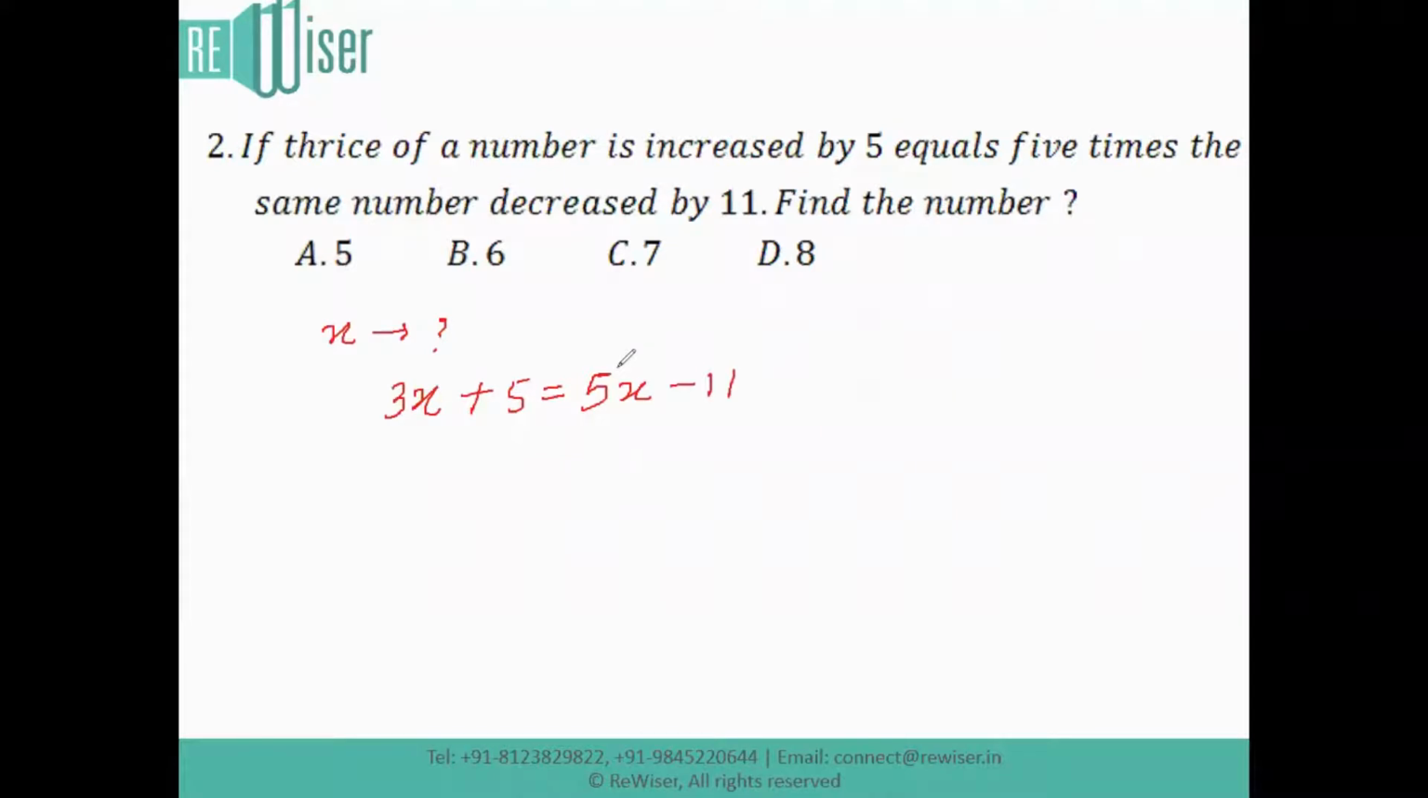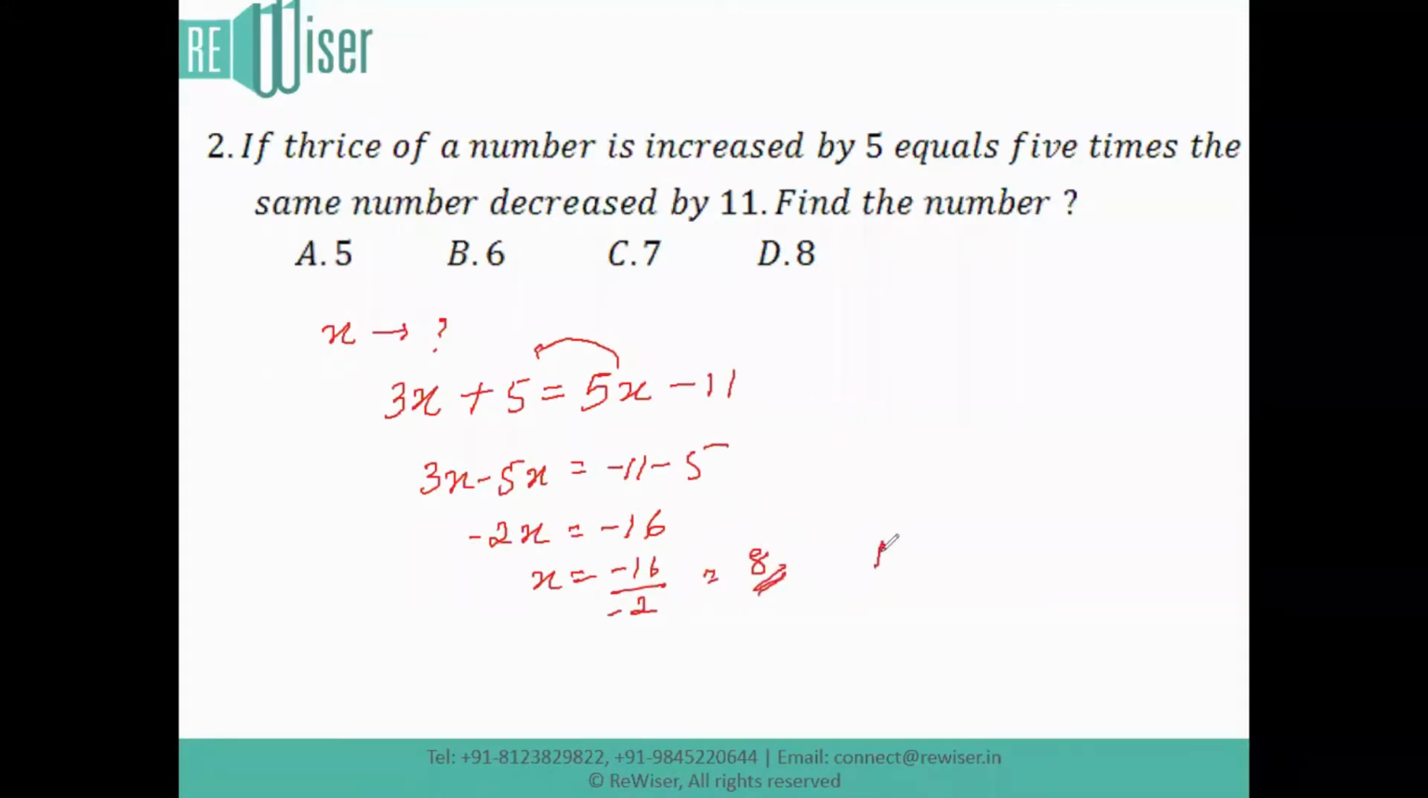So from here, if 5x goes to the other side, it would be 3x minus 5x. And this 5 goes to the other side, it would be minus 11 minus 5. So 3x minus 5x is minus 2x, and minus 11 minus 5 is minus 16. So that is x equals minus 16 over minus 2, which is positive 8. Option D is the answer.